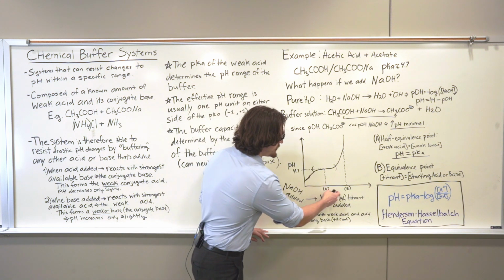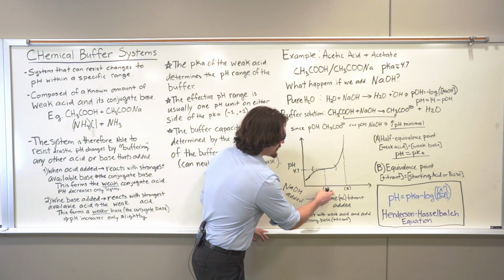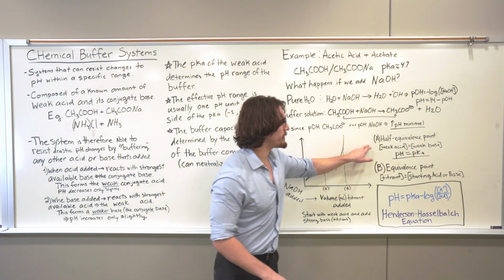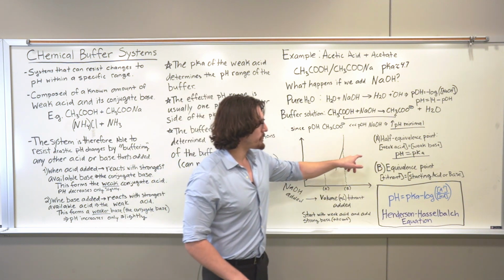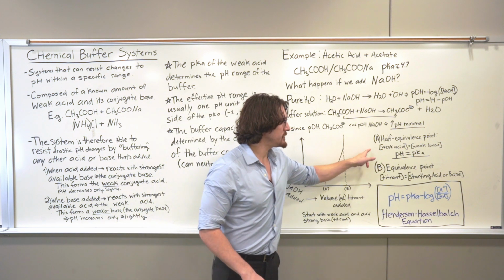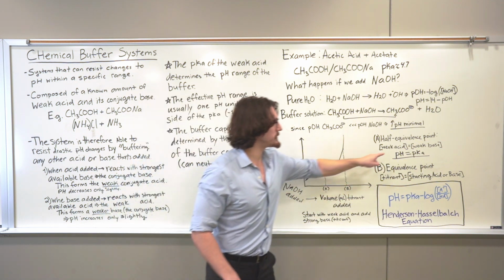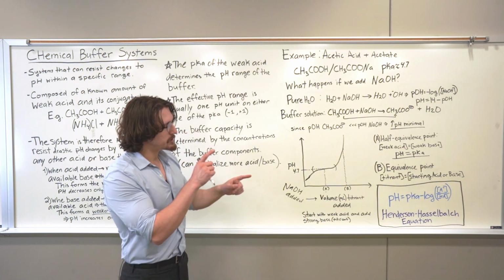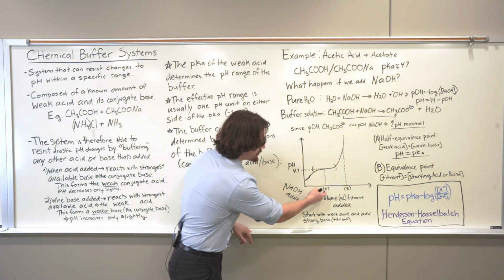And then we have these two interesting points, okay? Point A is called the half equivalence point, which is where the concentration of weak acid that's present is equal to the concentration of its conjugate base. So their concentrations are equal at the half equivalence point.